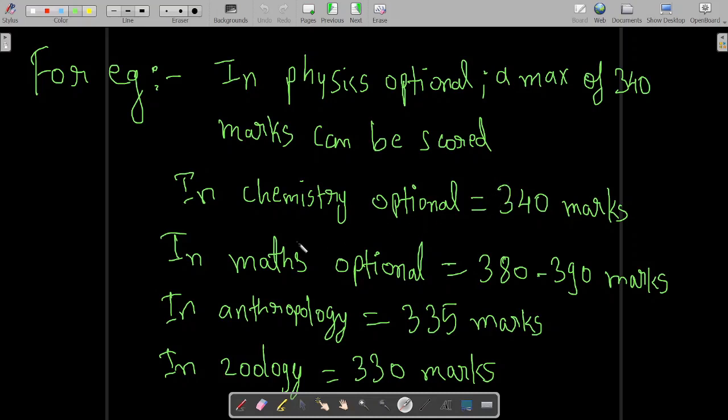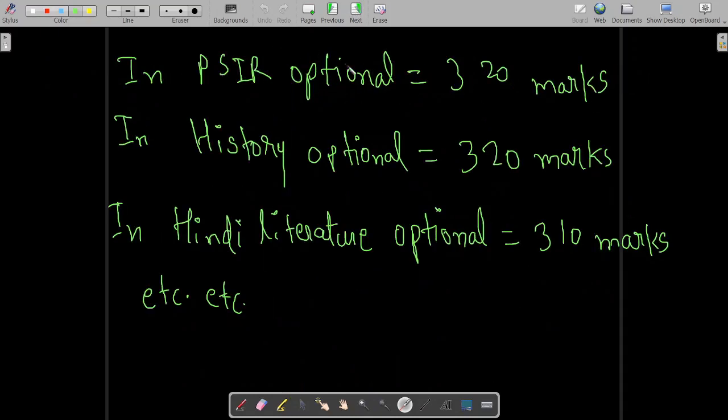In maths optional, however, we can score 380 to 390 marks. In anthropology a maximum of 335 can be scored. In zoology a maximum of 330 can be scored. In PSIR optional a maximum of 320 marks can be scored. In history optional a maximum of 320 marks can be scored. In Hindi literature optional a maximum of 310 marks can be scored.